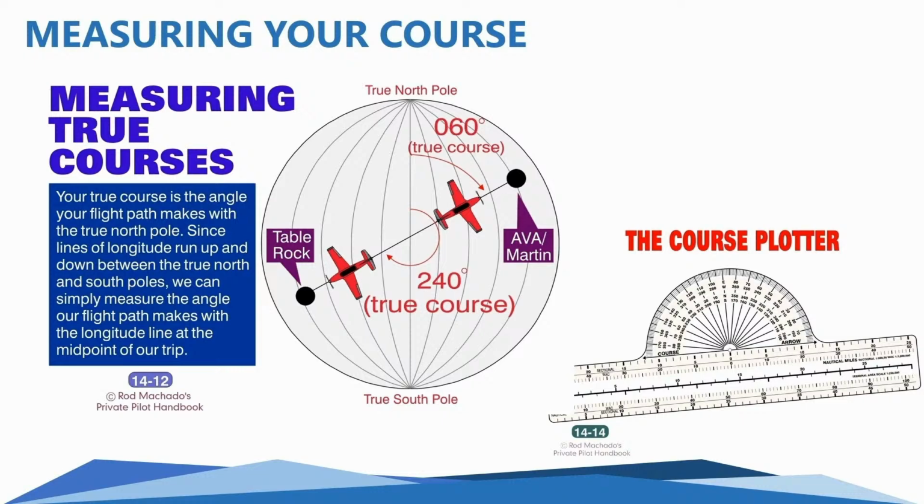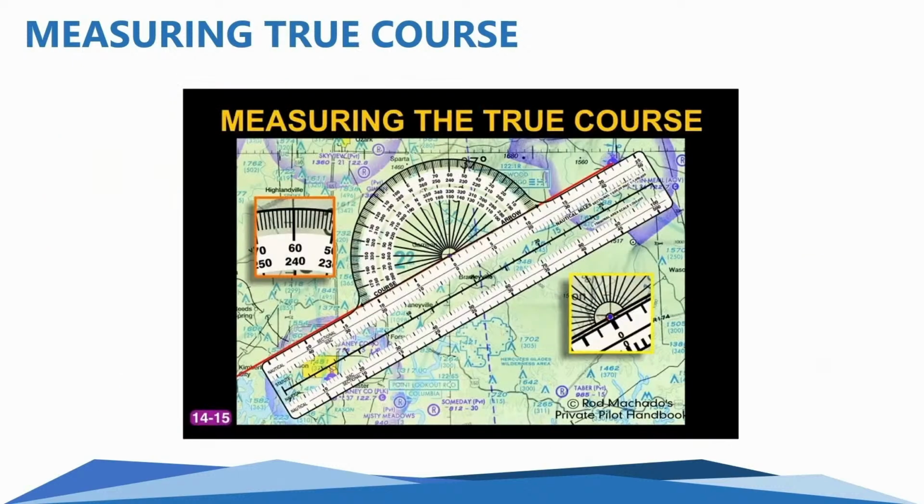If we are going vice versa, then it will be 240. So the way that you do this is you'd want to obviously map this out. And the reason why I drew it in red is it's a little bit easier to see. And what you're going to do is you want to line up the very top part of your ruler and ensure that it matches the line.